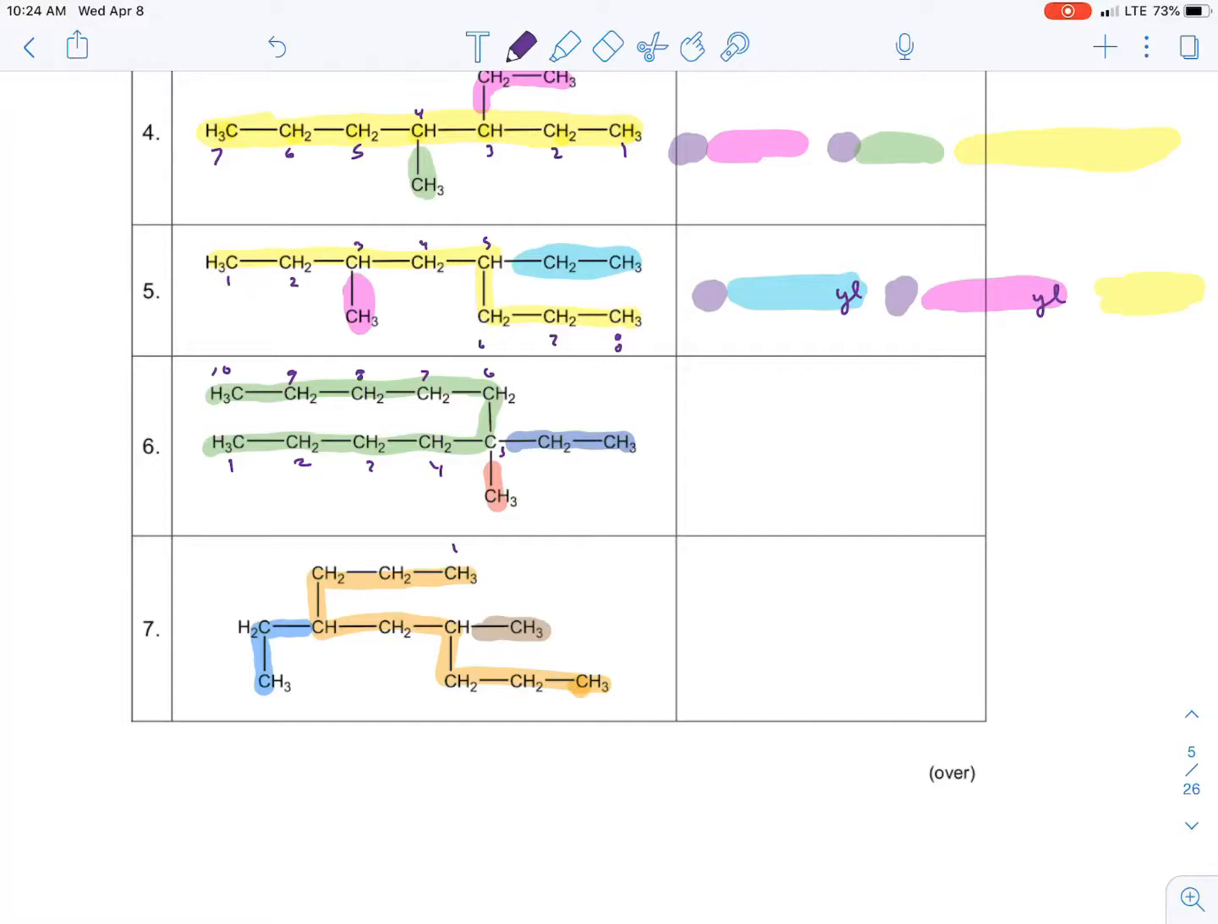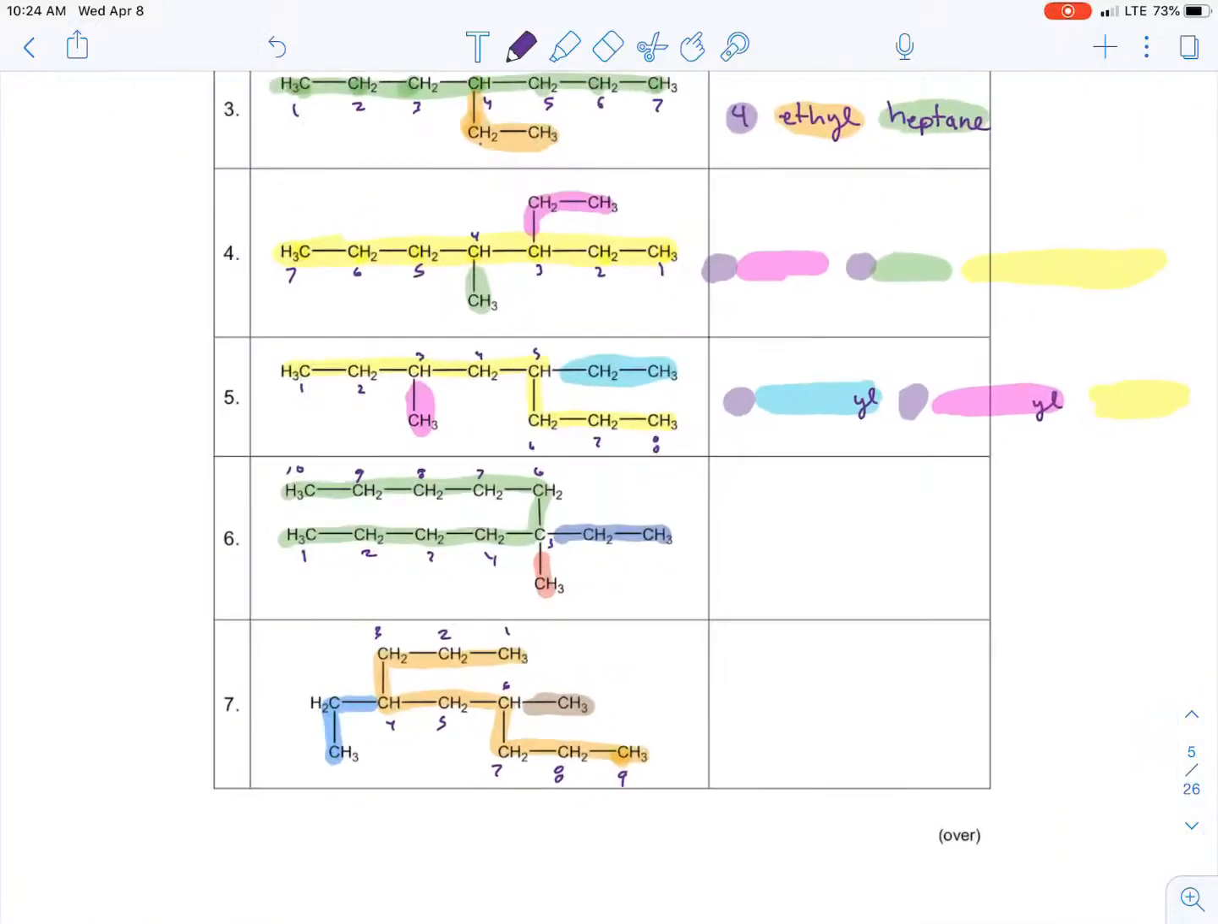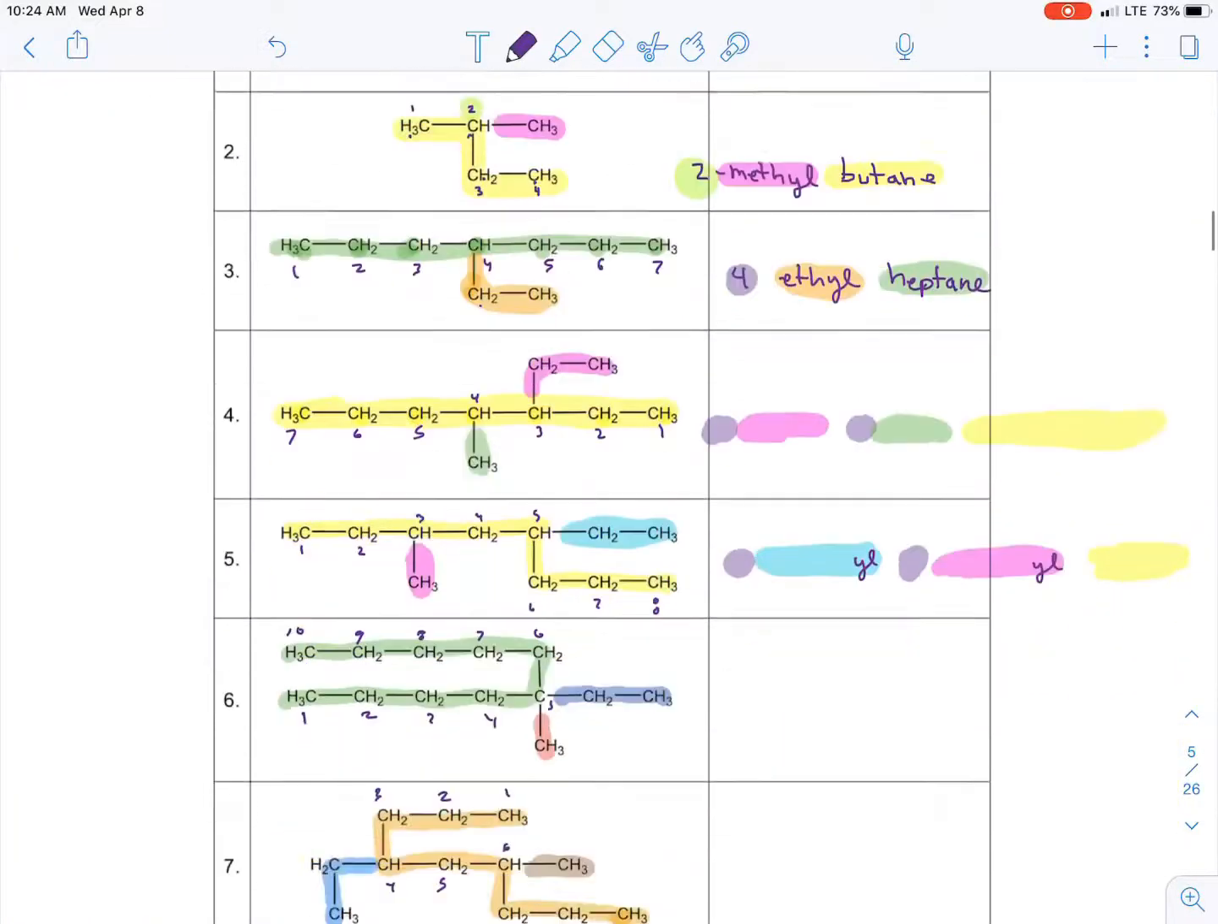5, 6, 7, 8. Oh, good. I thought there was more than 10. I thought, great, I'll teach another prefix. 4, 5, 6, 7, 8, 9. Okay. All right. Try that out. See if it works.